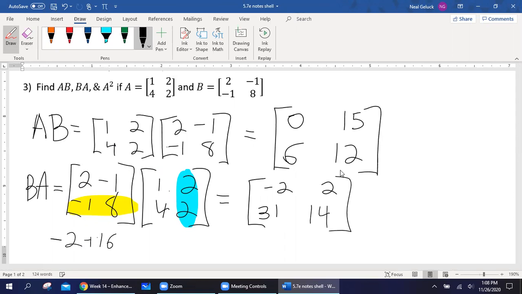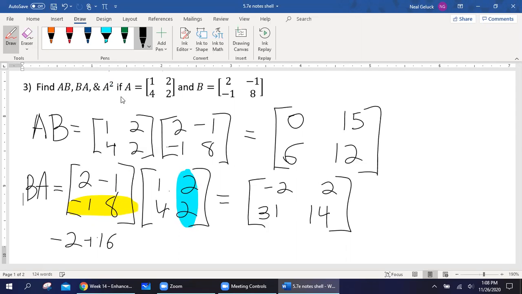This is a very interesting property of matrix multiplication. A times B is not the same thing as B times A. With numbers, that's true. You can flip the order. It's called the commutative property. But with matrices, you cannot. I did not get the same answer. So the order actually does matter with a matrix, which way you multiply them.